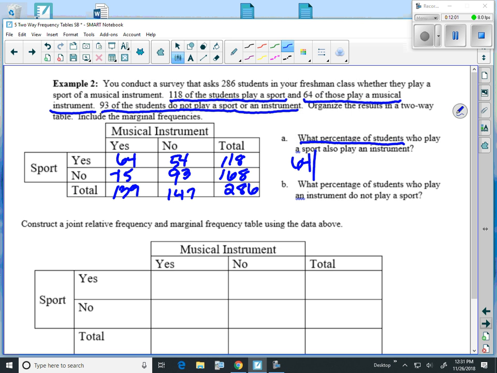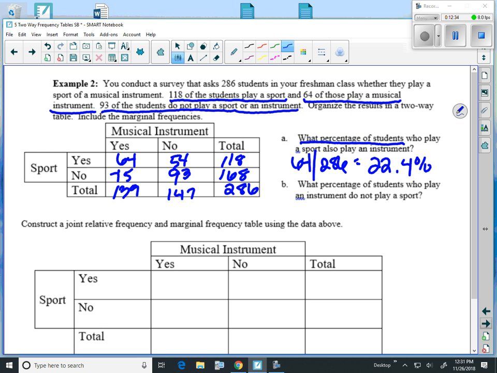If it uses the word given, if it says given that a student plays a sport, how many of them also play an instrument? That would be different. But we're going to use the 286 here. Did you get it yet? 64 out of 286? What is it? We'll say 22.4%.